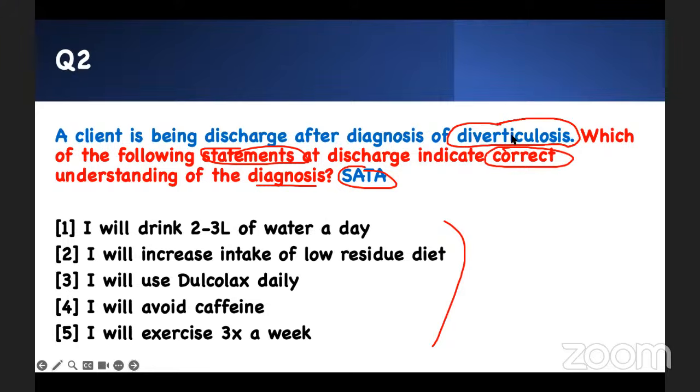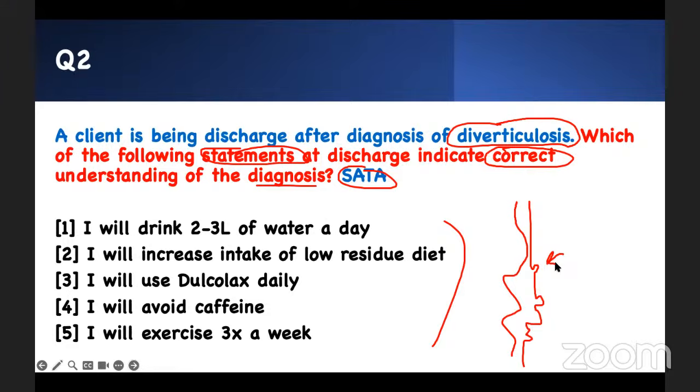Diverticulosis. Diverticulosis is going on, and we want to know what he's saying is correct. You have your sigmoid colon here like that. You have outpouchings, little pockets. This is diverticulosis. How did it happen? Straining. Lack of water. Lack of exercise. You see, that's what they use to write those questions.